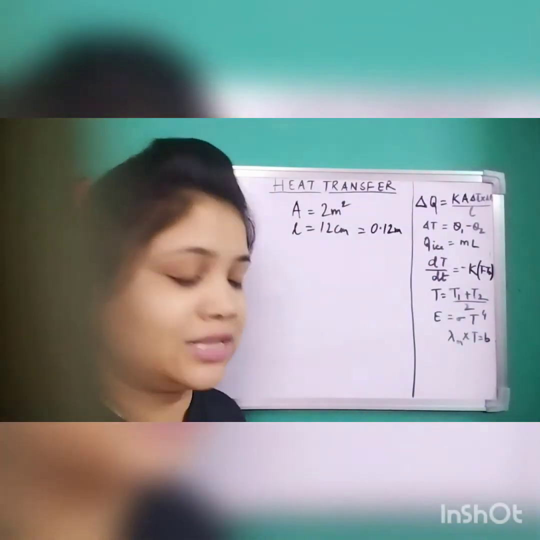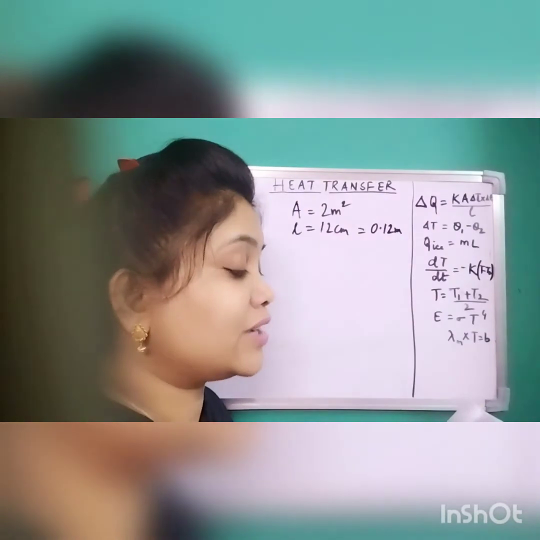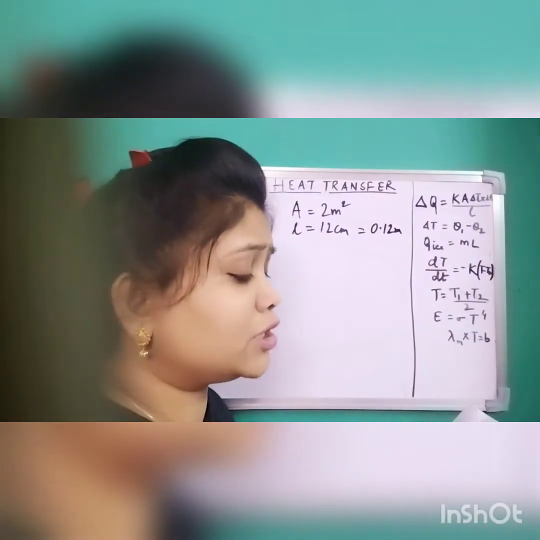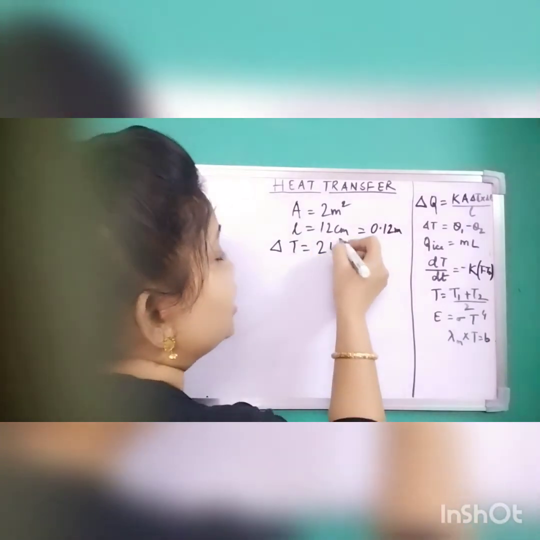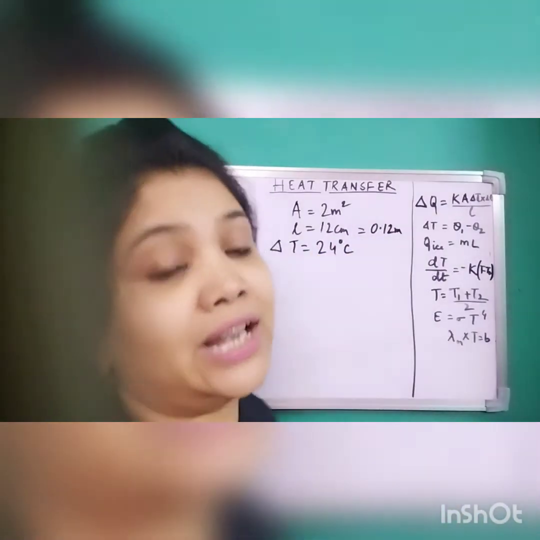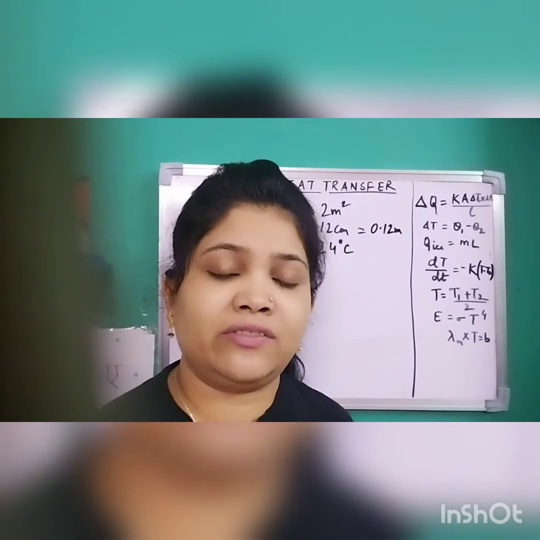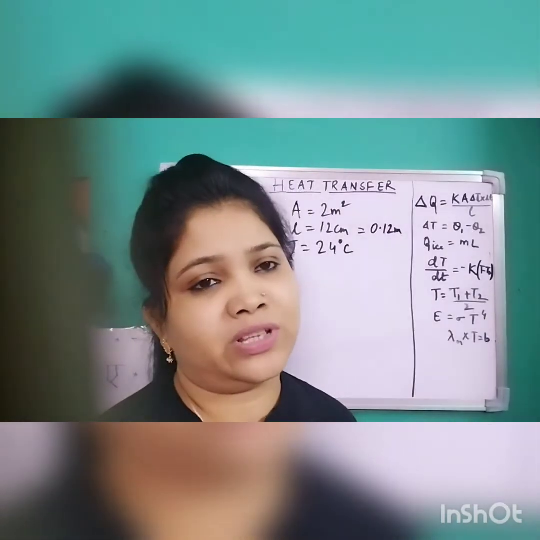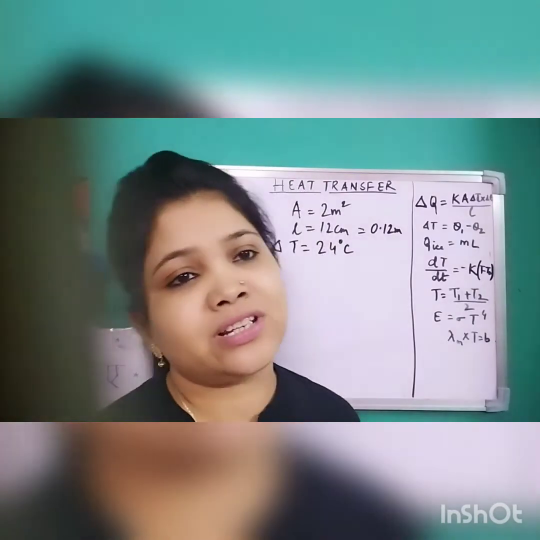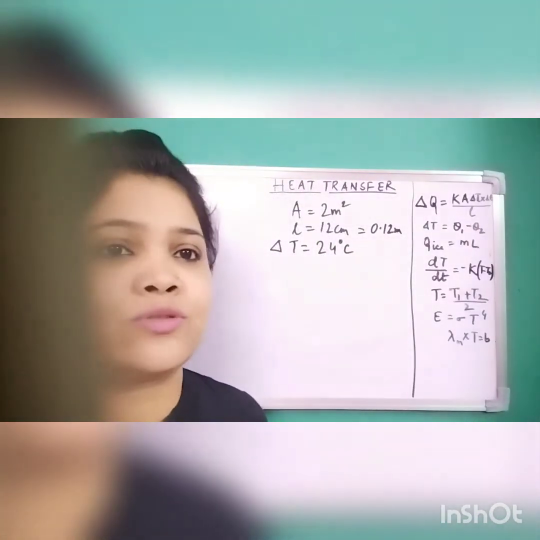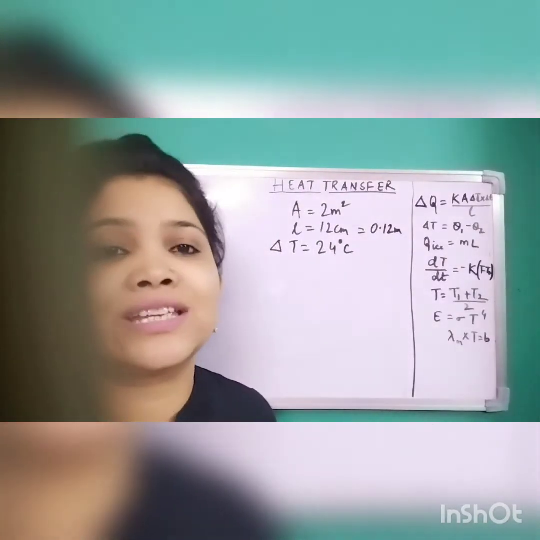After this, what is given to us? The difference of the temperature between the two sides, that means delta T, is already given to us. If delta T is not given and two temperatures are given, then you have to subtract the two temperatures to get delta T. But as they have already told here that the temperature difference is given, delta T is given to you as 24 degrees Celsius.